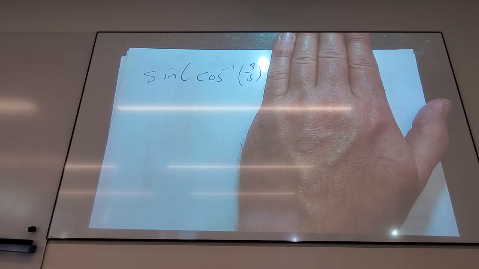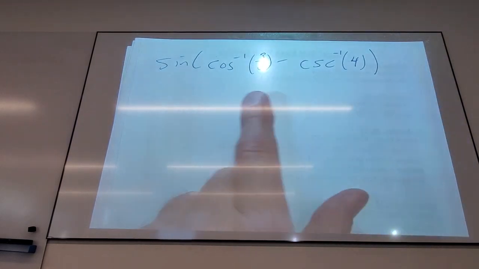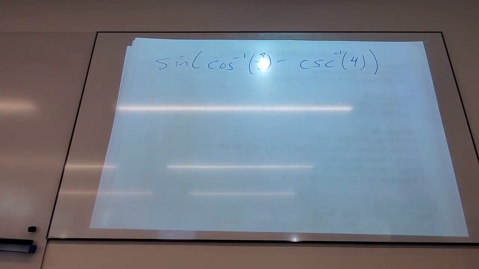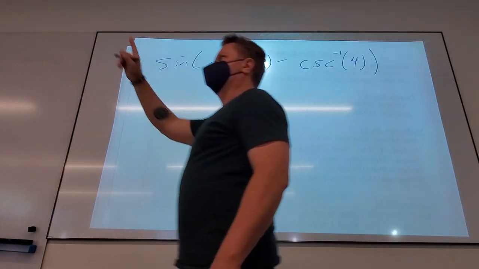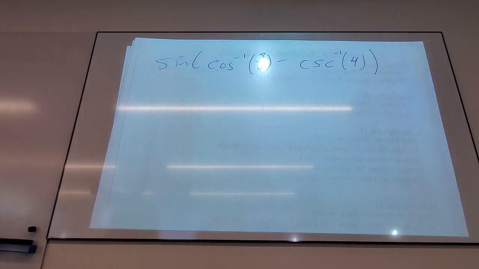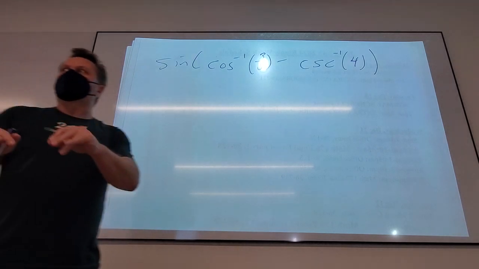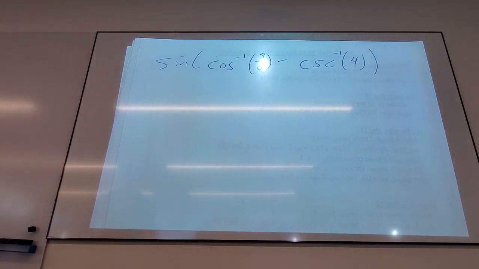Sorry. This is harder. That is the sine of the difference of two angles. Do we have a formula for that? Can somebody tell me what the inverse cosine of 3/5 is? No. Of course you can't. I don't know what that is.